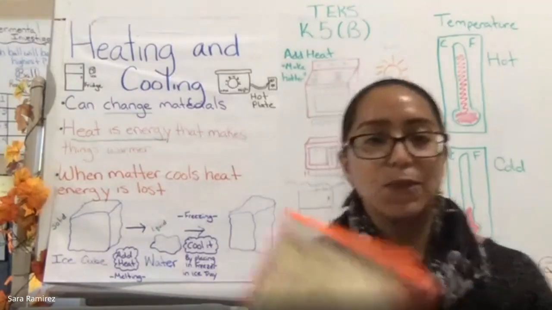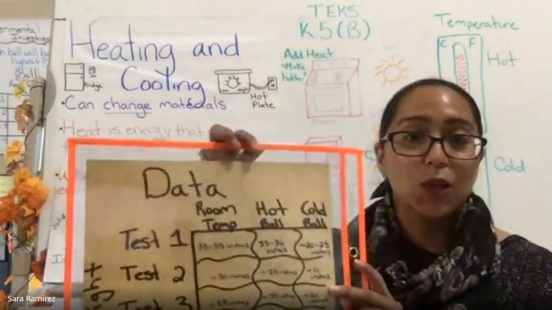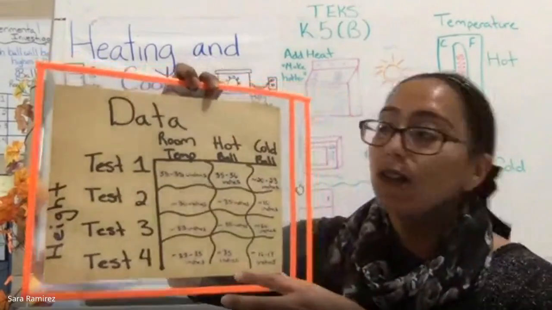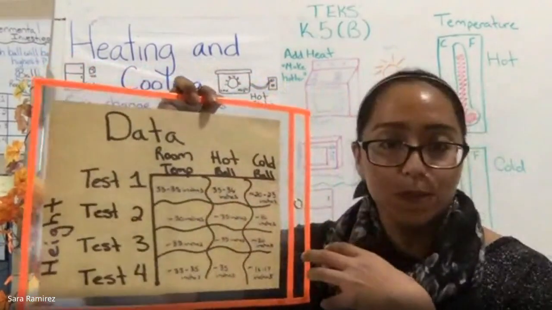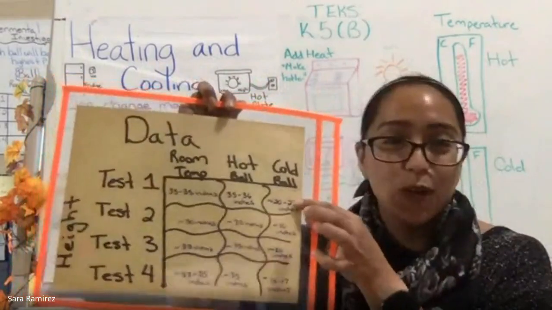So hopefully you guys were able to see that the ball that did not bounce very high was actually the cold ball. And I conducted this test 4 times, and overall, the hot and room temperature balls had the highest bounce height, while the cold bouncy ball always had the lowest one.